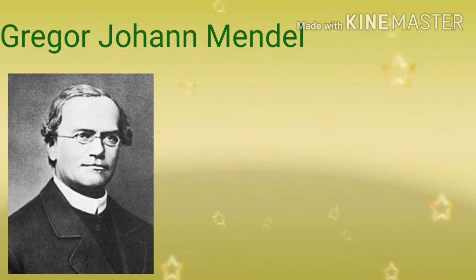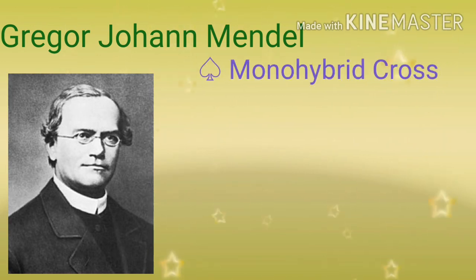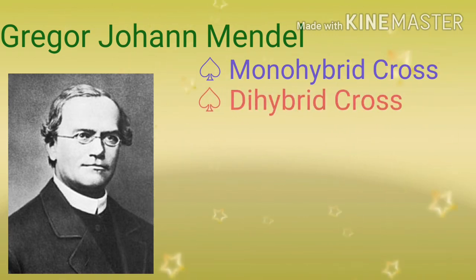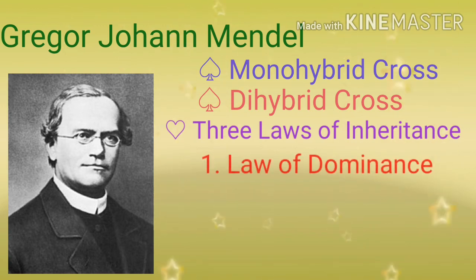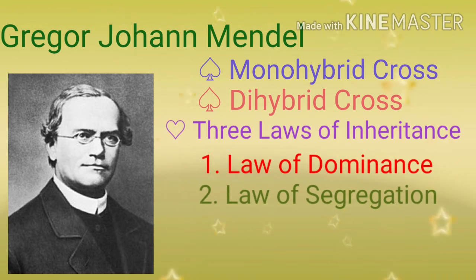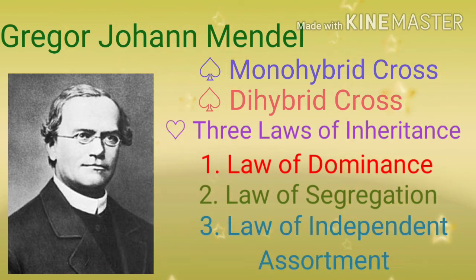His famous experiments on the pea plant of monohybrid cross and dihybrid cross led to 3 laws of inheritance called the Mendelian inheritance. First, law of dominance. Second, law of segregation of gametes, also called the law of purity of gametes. Third, law of independent assortment.